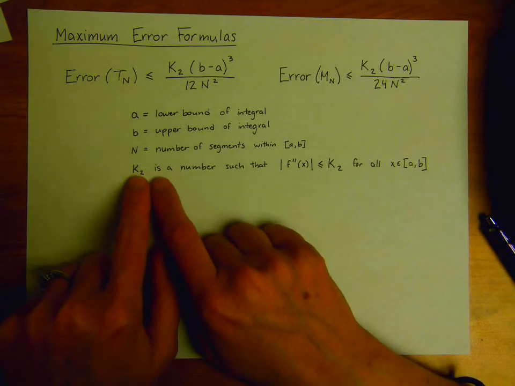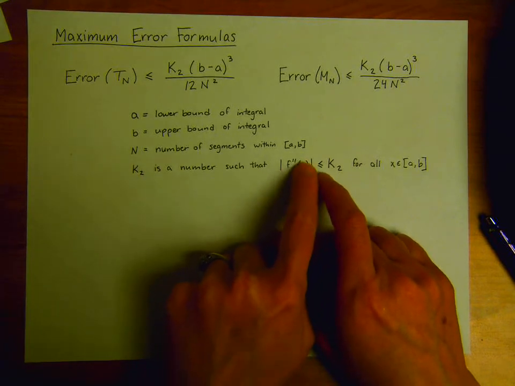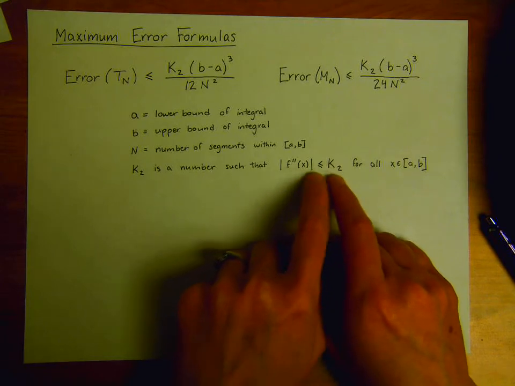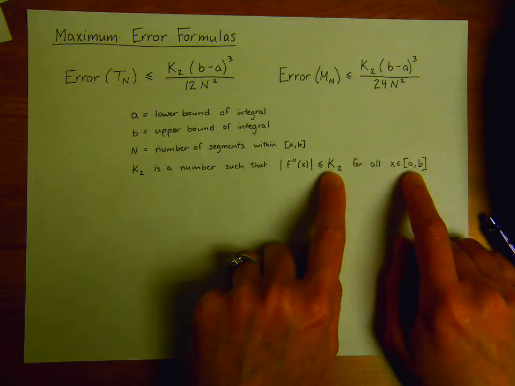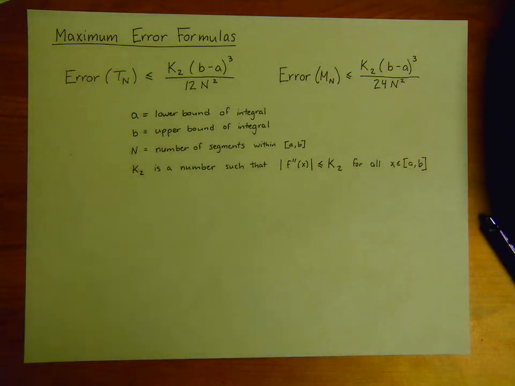So K2 is a number such that the absolute value of the second derivative of your function is always less than K2 on this interval. So what exactly does that mean? I think it's easiest to see this with a specific example.